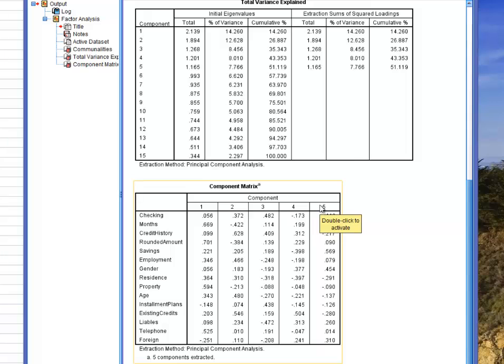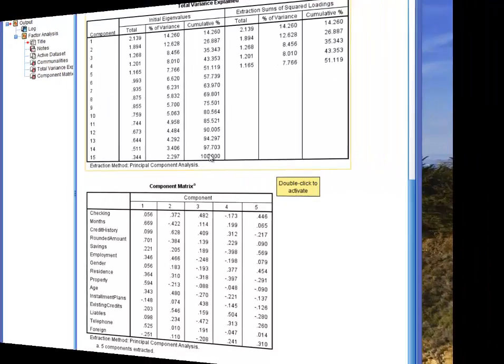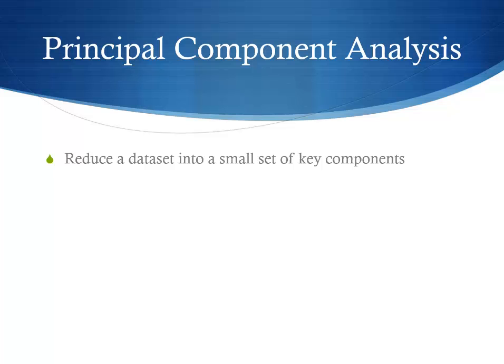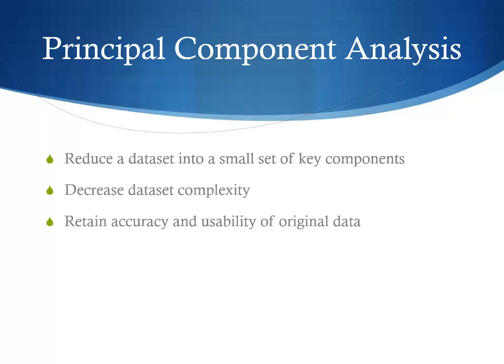In the cumulative percentage column, you can see that these 5 components are able to explain over 50% of the total dataset variation. This means that we have reduced the dataset by removing variables that are not necessary. The dataset is now simpler, making it easier to visualize and manage. This example highlights the primary function of PCA, which is to reduce a dataset into a small set of key components without decreasing the accuracy of the data.